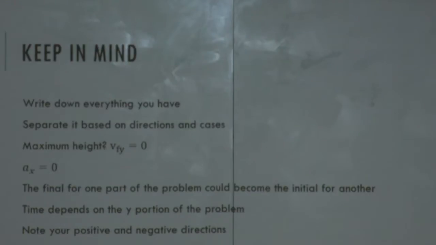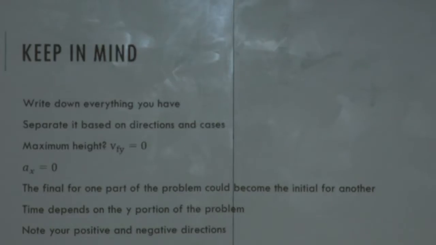Your acceleration for x in a projectile motion problem will be 0. The final for one part of a problem could become the initial for another part. So if you go, again, straight from one scenario to another, your final velocity there might become the initial velocity in your next part. Time usually depends on the y portion of the problem. You can totally find it for x, but the gravity in the y direction is going to be the only thing that will stop you.